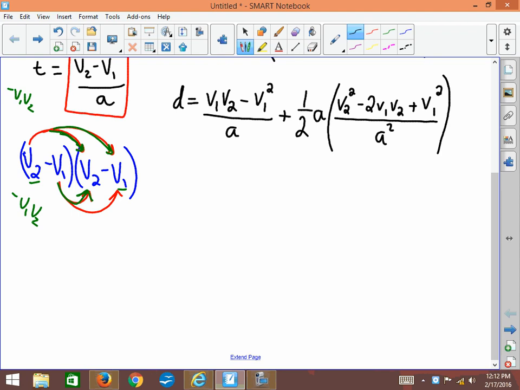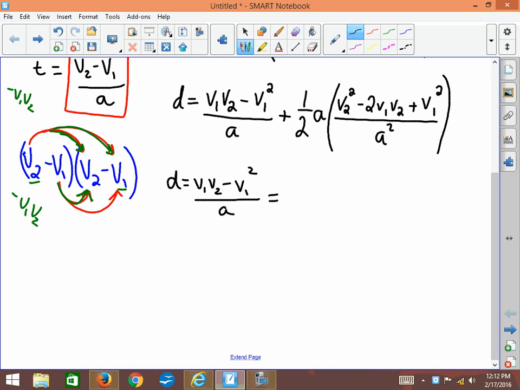Okay. Next thing I'm going to do is combine this one-half a part. The second term is still messy, so I'll leave the first part just as it is without touching it. v1 v2 minus v1 squared over a. And I'll clean up this part. I'm going to do a couple of things here.